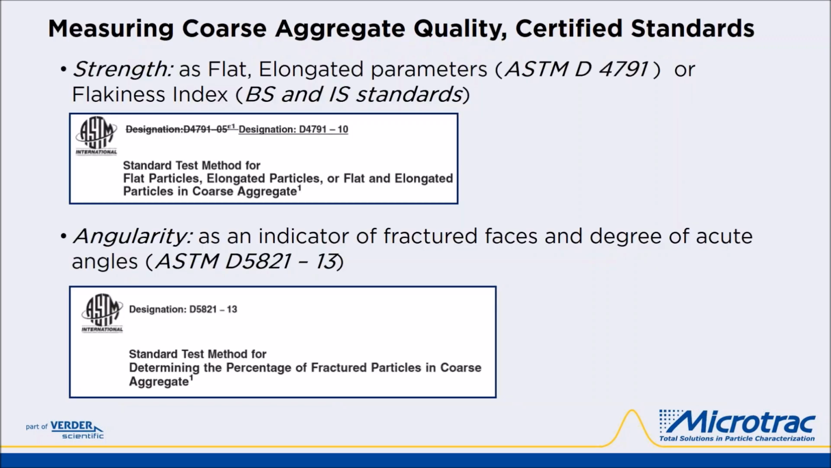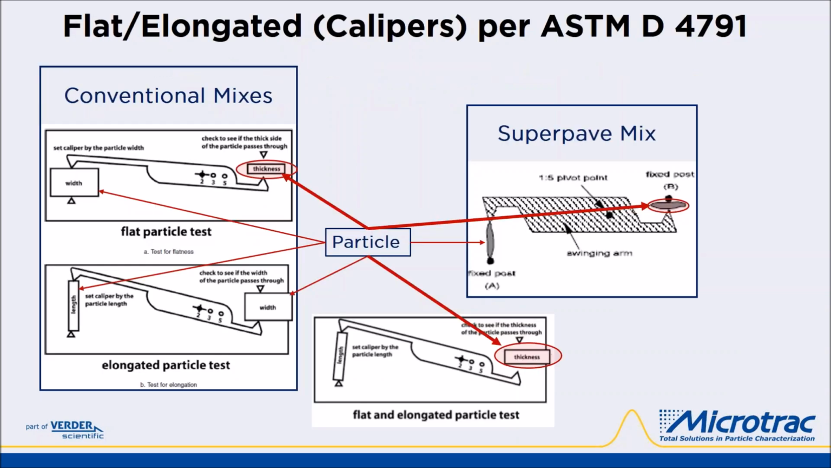Aggregate certified standards require measurement of load-bearing strength as flat and elongated parameters, or flakiness index in the British and Indian standards. Angularity, also automatically calculated by 3D image analysis, is an indicator of fractured faces and degree of acute angles per ASTM D5821. Note that they both specify coarse aggregate. The flat and elongated parameters are different for conventional mixes and the newer Superpave mix already adopted in many areas. But either one can be measured and calculated using automated 3D image analysis, requiring no manual measurements, in just minutes compared to hours when done manually.